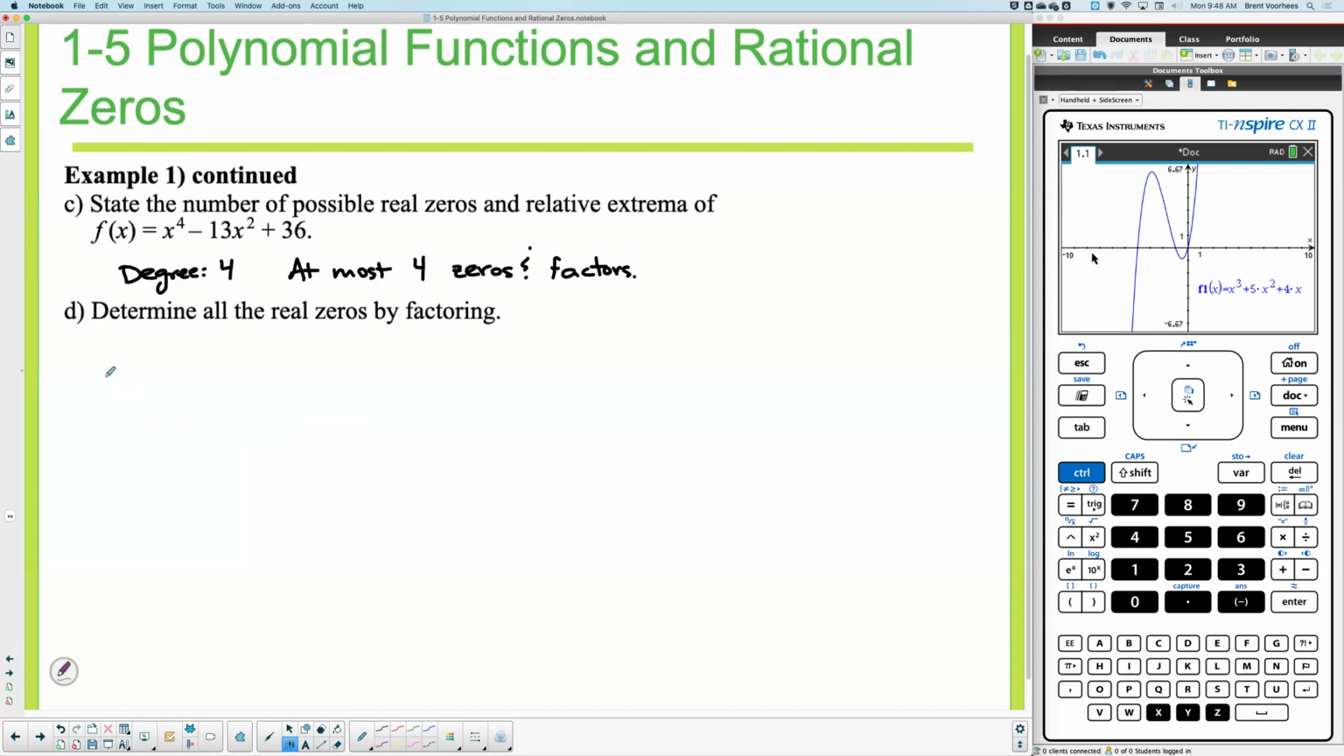All right, what was our first step that we did last time? GCF. You look for something common. Anything shared? Do you see anything shared between those three terms? An x to the 4th, -13x squared, and a positive 36. Do you see anything common?